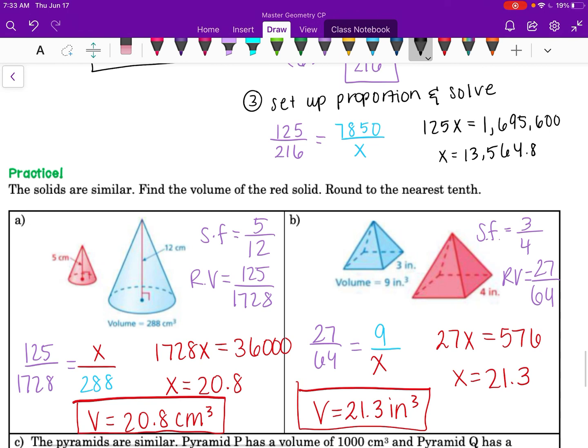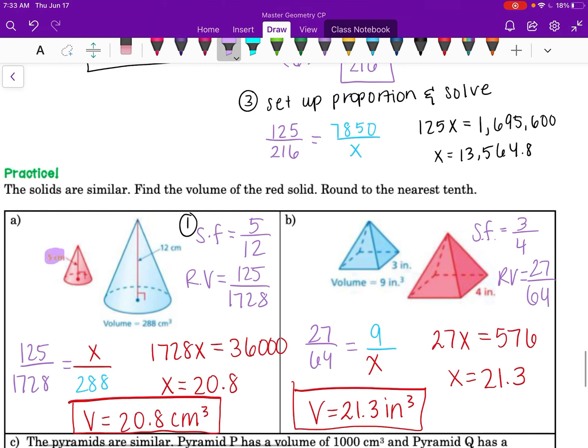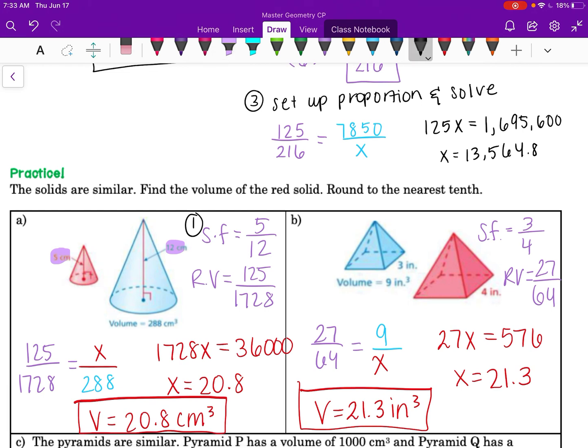So for the first one, we have two similar cones. We're solving for the missing volume of the smaller cone. Step 1 is to find our scale factor. We have 5 and 12 for our heights. After that, we have to find our ratio of volumes by cubing the scale factor. And then from there, we can set up our proportion and solve. When we cross multiply, we get 20.8 centimeters cubed for the volume of the smaller cone.